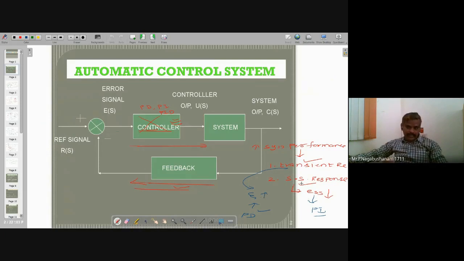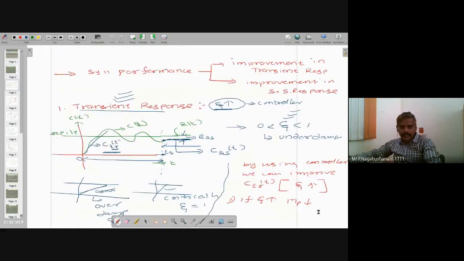Then steady state response. How can we improve it? Steady state means we can reduce the error. If you reduce the error, then the steady state response is good. Loss will be less. If you want to reduce the loss, we go for a PI controller. We will see it with a small derivation part.